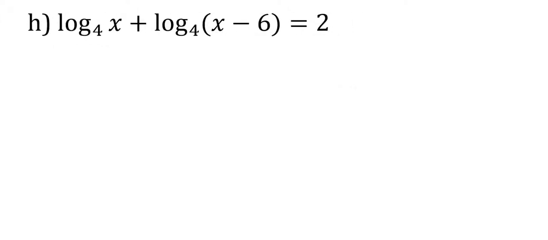If you skip the restrictions, let's look back at them. So x has to be greater than 0, and x minus 6 has to be greater than 0, which means x is greater than 6, which means what can I conclude? Then x has to be greater than 6.